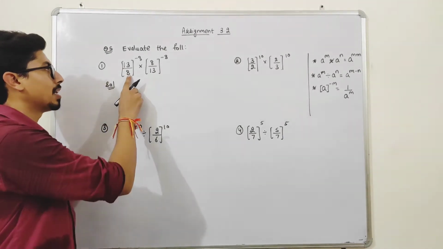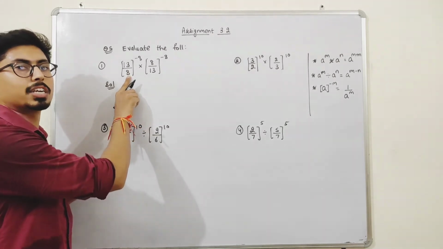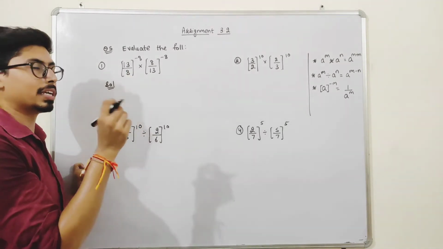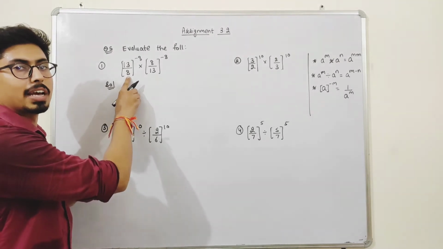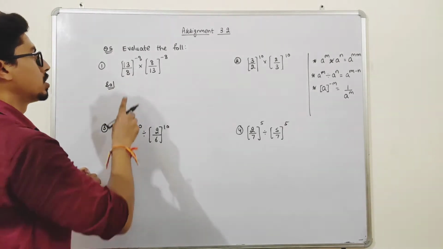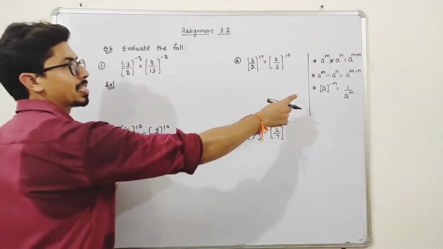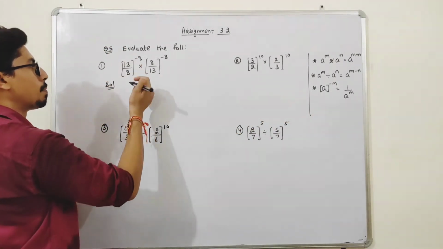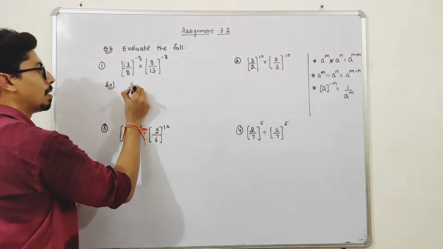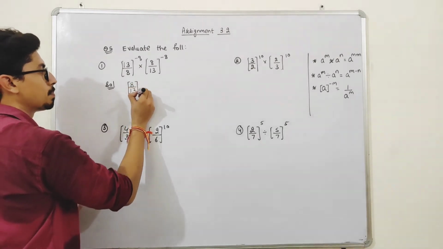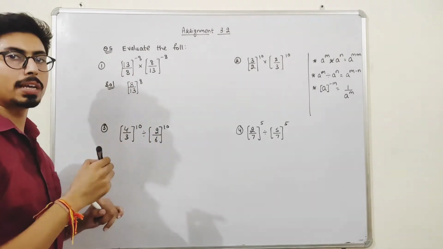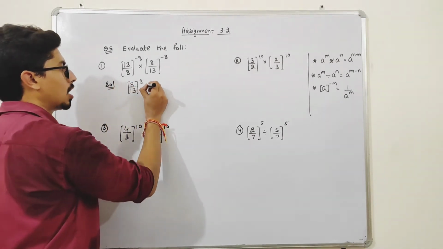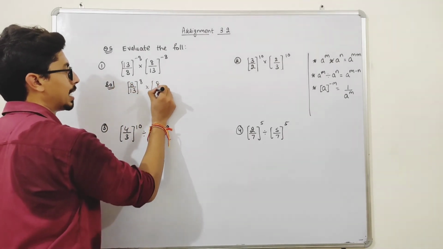In the book it is given 6 instead of 8. So just write 8 here instead of 6. Now see, the power is negative, so just take the reciprocal. So it will be 8 by 13, and the power is positive now, 8. Do the same for this one, and this will be the same.